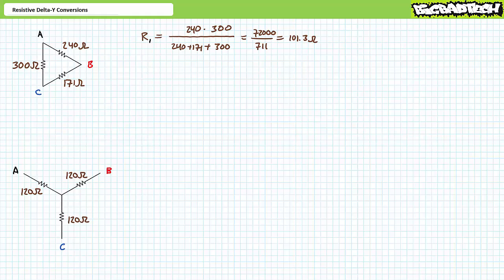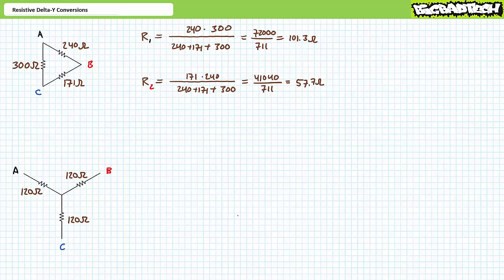To solve for Y resistance R1, we'd multiply the 2 delta resistance elements connected to node A. This would be RAB and RCA. Then we would divide this by the sum of all delta resistances, RAB plus RBC plus RCA. Our formula suggests that R1 is 101.3 ohms directly attached to node A.